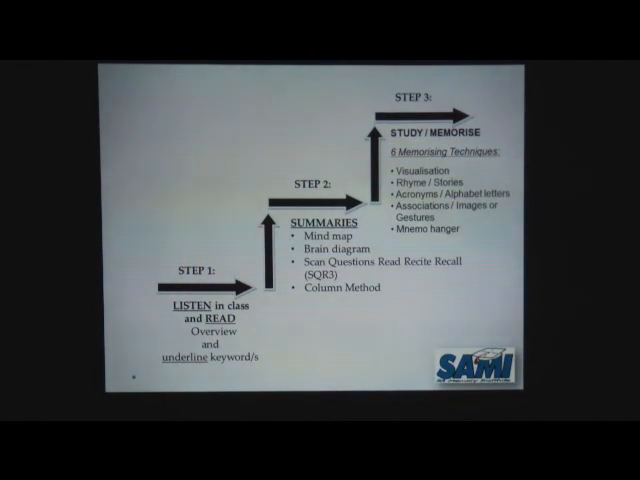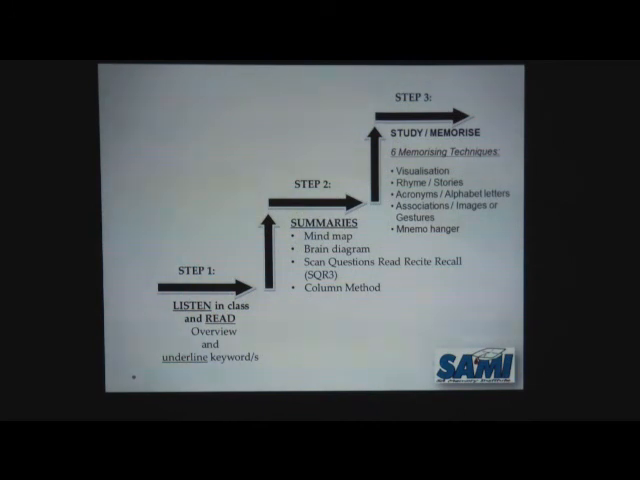So here are the 3 steps that we just looked at. Listen in class and read the overview and underline your keywords. Then step 2, summarize. Use either a mind map, brain diagram, or the SQR3 method. So you scan it, you ask questions, you read, you recite, you recall, and lastly the column method.